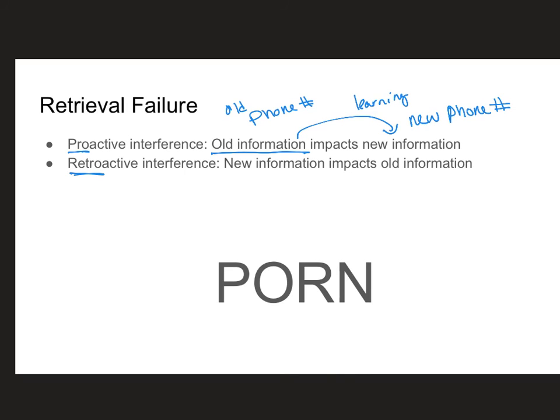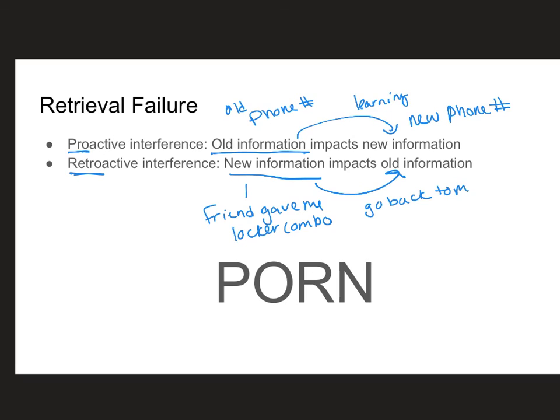Retroactive interference is the exact opposite, where new information is going to impact the old information. So let's say a friend gave me their locker combination to get something out of their locker. Then I go back to my locker later that day, and I can't remember my combo. That would be retroactive interference.